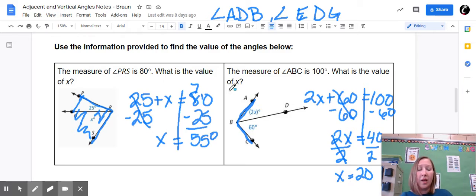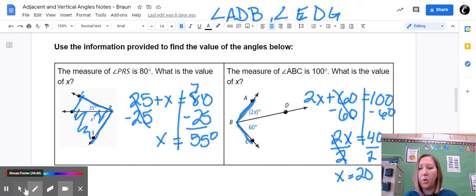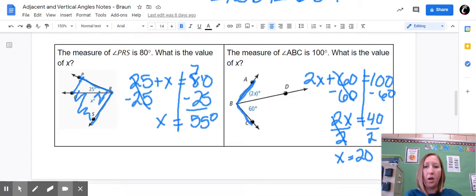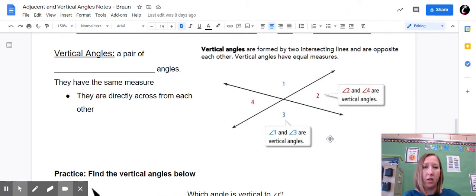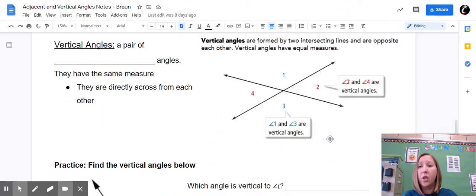Okay, so that is just kind of an introduction to adjacent angles. Now we're going to move on to something that honestly I think is a little bit easier. Vertical angles, I think they just tend to be a little easier to work with. They're a little less confusing. So we're going to come onto the back and take a look at our vertical angles.